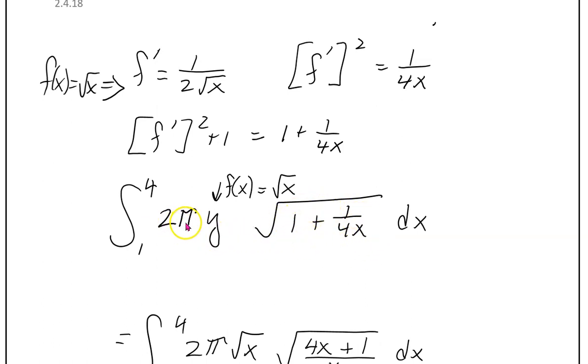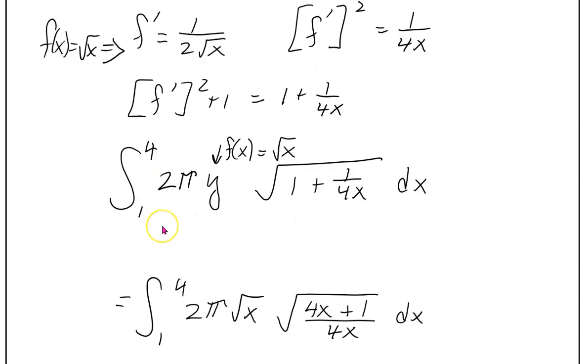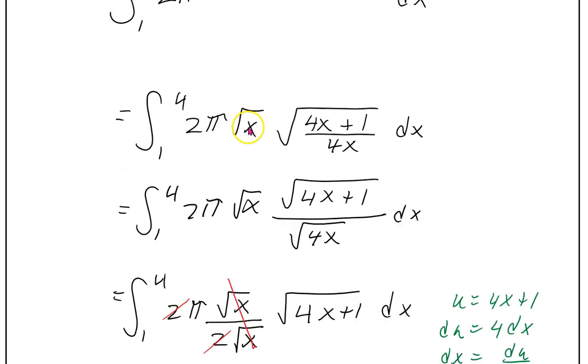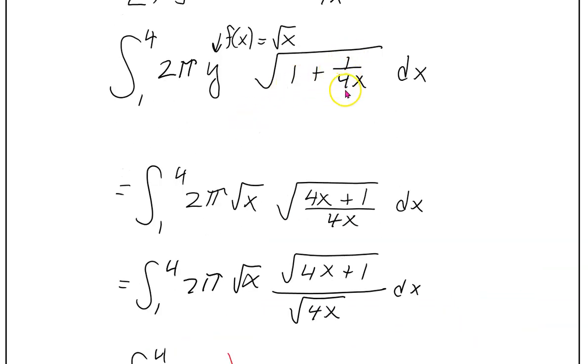Then we are multiplying by 2 pi times the y value, since we are rotating about the x-axis and our differential is dx. We replace the y, since it represents the radius of what we're revolving, with the square root of x. Notice that our limits of integration correspond to the region over which we are revolving, from x equal 1 to x equal 4. Putting it together then, we have the integral from 1 to 4 of 2 pi square root of x times the quantity 1 plus 1 over 4x.